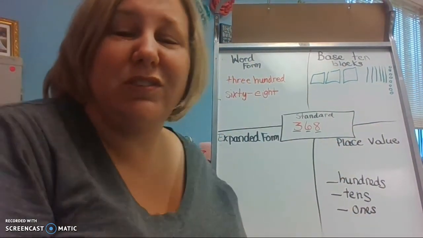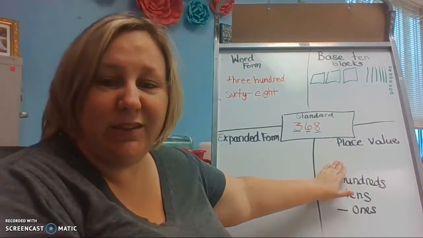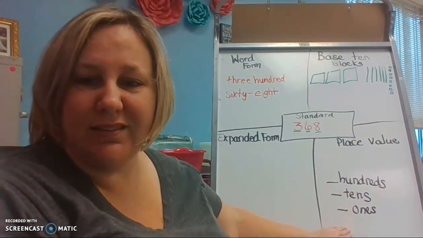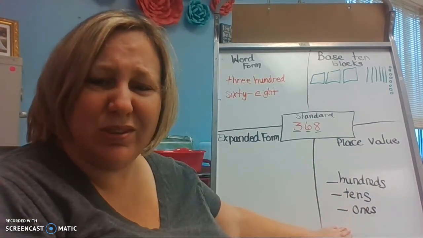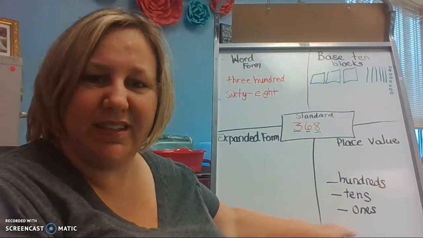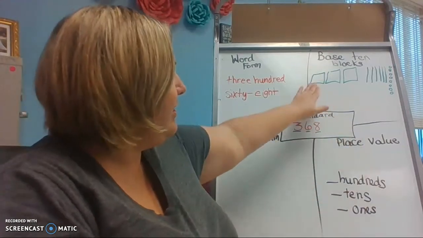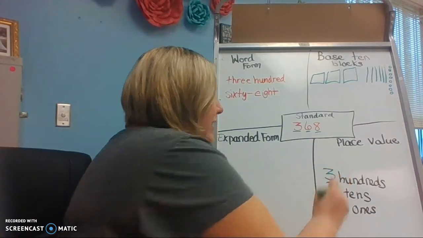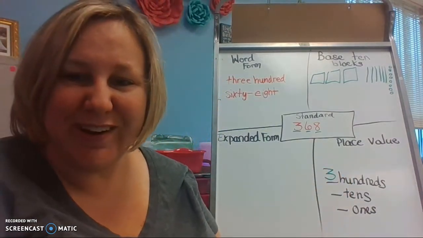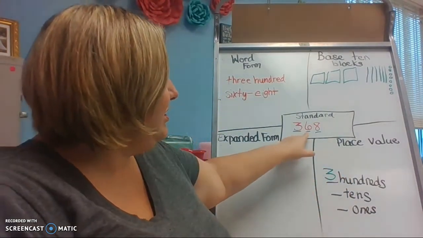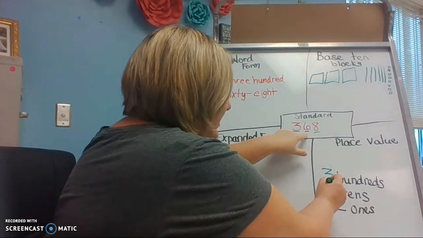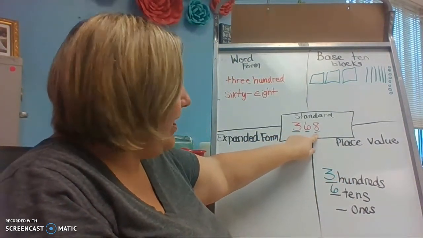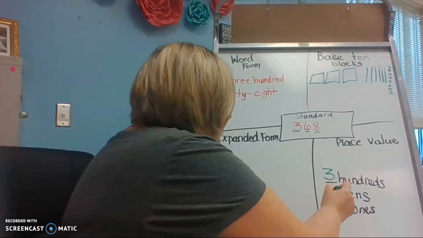So now, boys and girls, when we're talking about place value, we're talking about the hundreds, 10s, and 1s. How many hundreds are there in 368? That's right, there's 300s. How many 10s are there? Good job, 6 10s. And how many 1s? 8 1s. Very good.